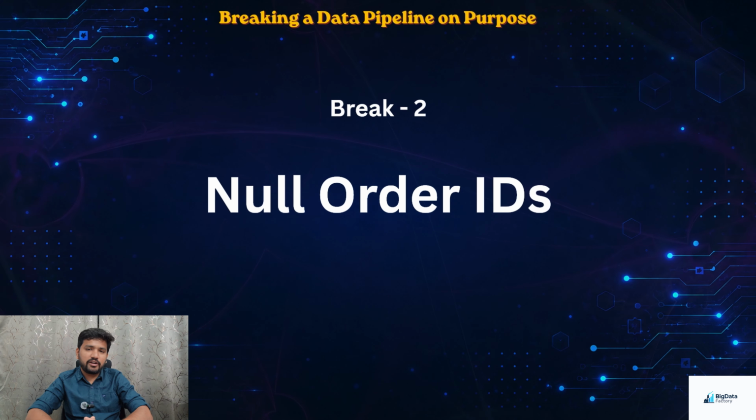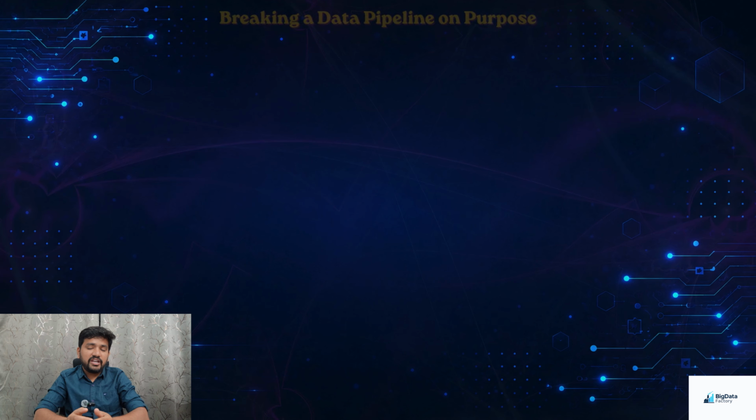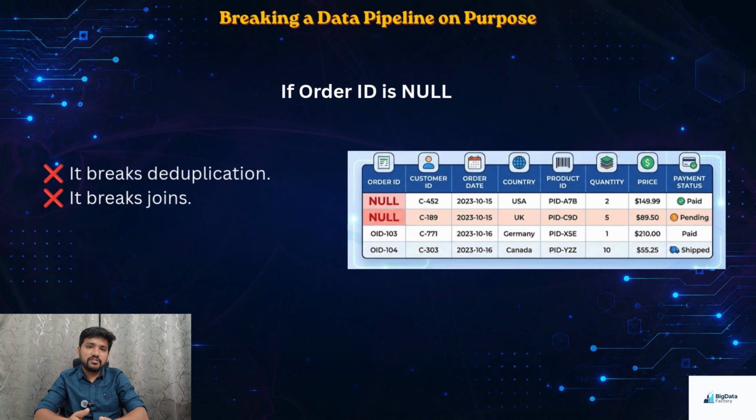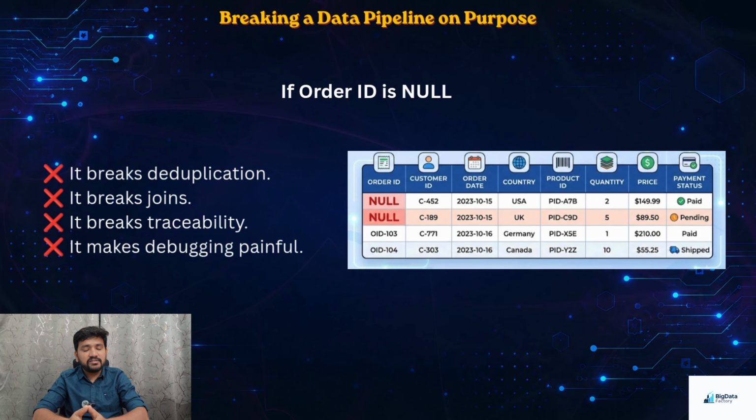Score. If your check catches it, pass. If not, fail. Break number 2, null order IDs. An order without an order ID is not just a small issue. It breaks deduplication, it breaks joins, it breaks traceability, and it makes debugging painful. So I will add a few records where order ID is null.